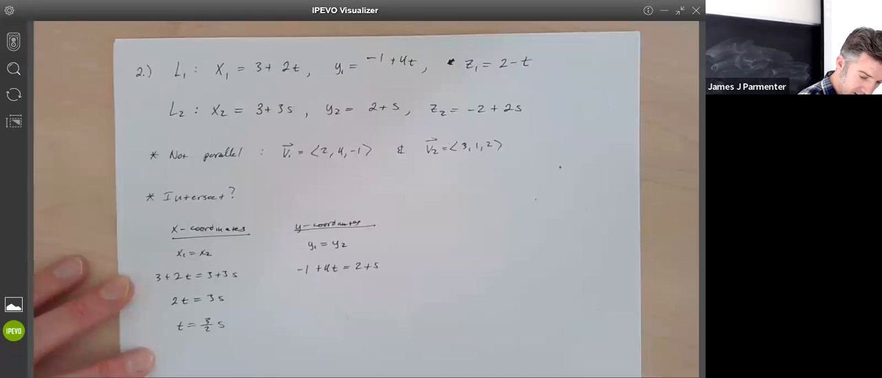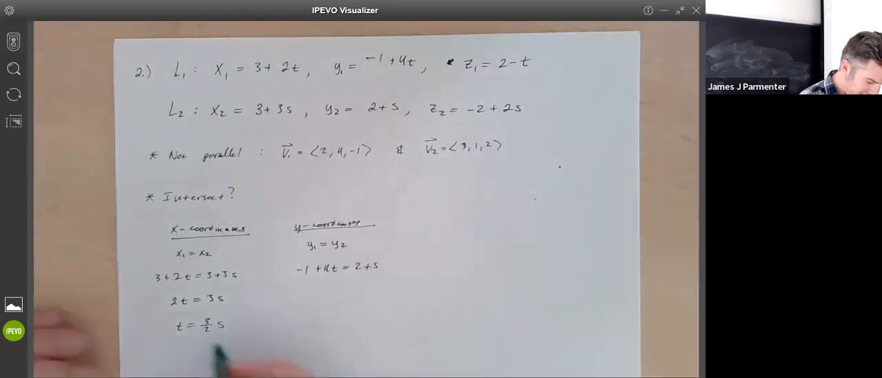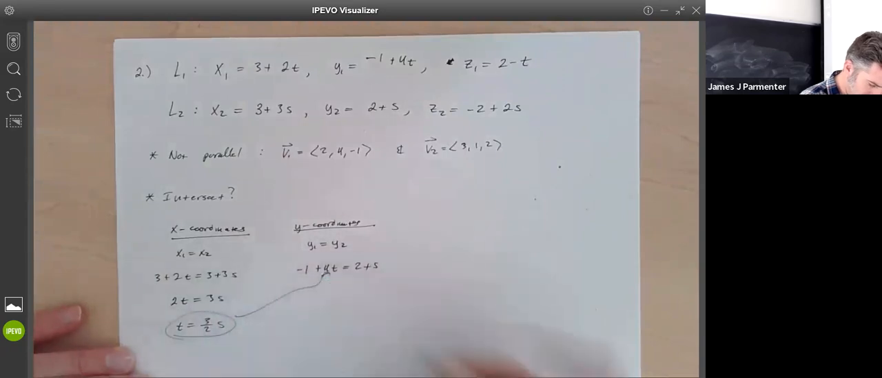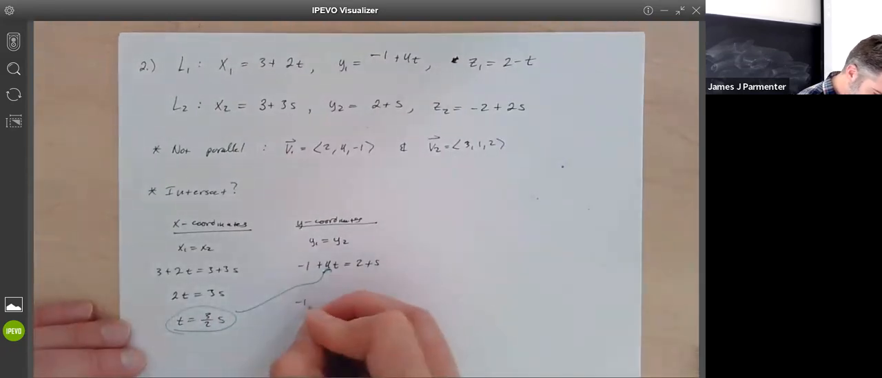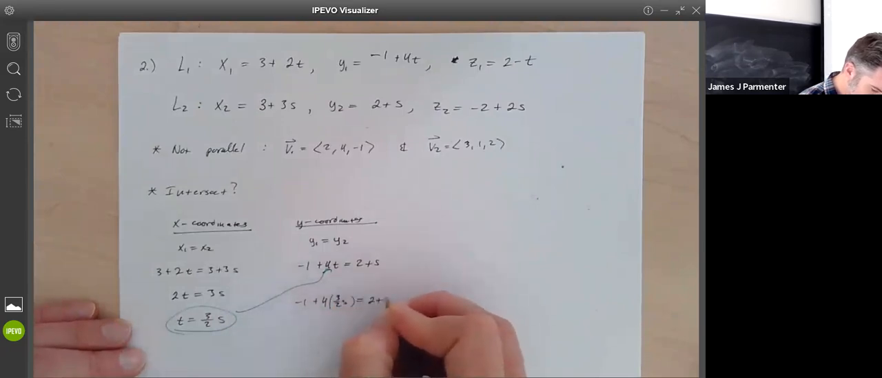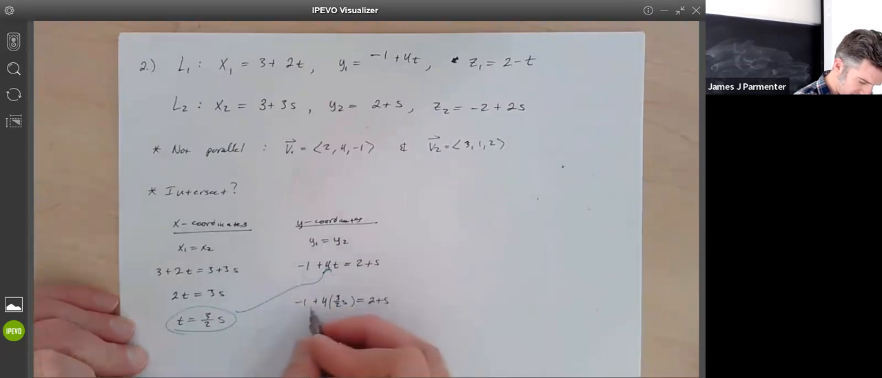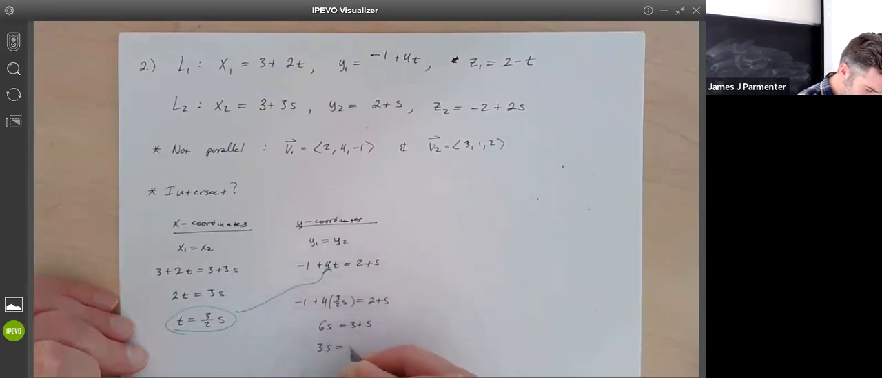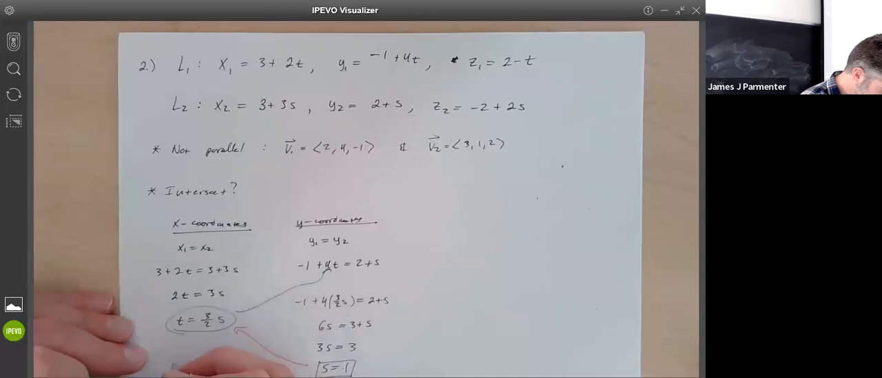We substitute in, and I think we should sub in just right away personally. I'm going to sub that in for t right there. So I'm going to have -1 plus 4 times 3 halves s equal to 2 plus s. So I'm going to add 1 over there. So 4 times 3 halves is 6s equal to 3 plus s. So 3s equals 3. So s equals 1. And then s equals 1 gives me back that t has to equal.